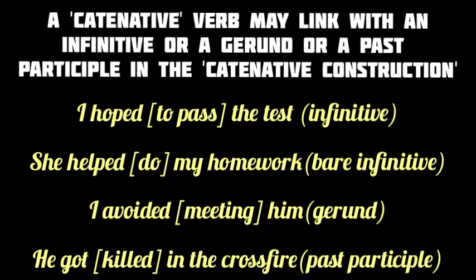For example, in the sentence, I hoped to pass the test, to pass is an infinitive following the catenative verb hoped. In the next sentence, she helped do my homework, the bare infinitive do is the catenative complement of the catenative verb helped. I avoided meeting him. In this sentence, the catenative verb avoided is followed by the gerund meeting, which is the catenative complement of avoided. In the last example, he got killed in the crossfire. The catenative verb got is followed by the past participle killed.